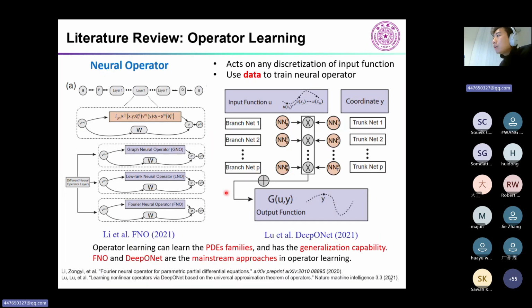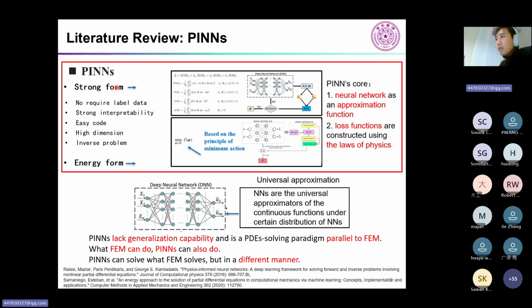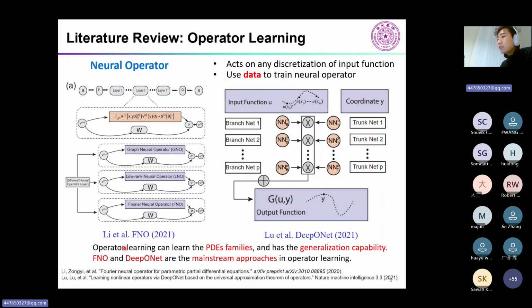So another important domain is called neural operator, which means it can learn the PDE family. As in the last slide, PINNs can only solve one specific problem. However, in operator learning, it can solve a lot of problems. It's called a PDE family. For example, the boundary condition, material, and the geometry are all input functions. But you only want to get, for example, the displacement. So it is a mapping. It's an operator. It's called an operator.